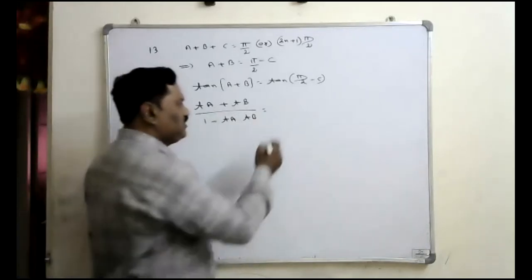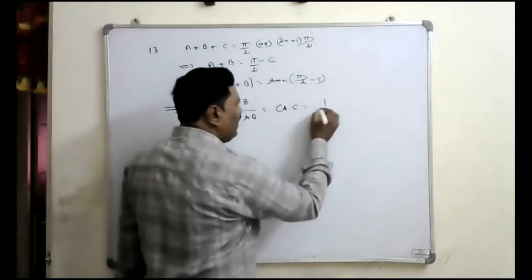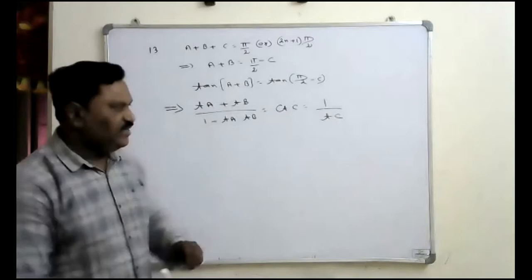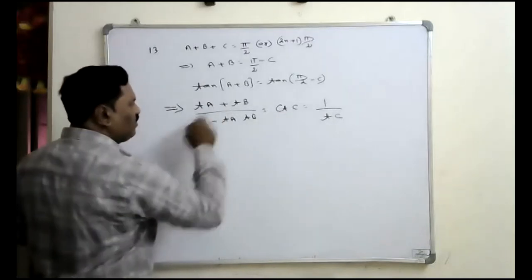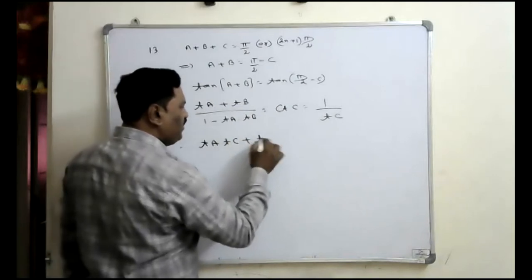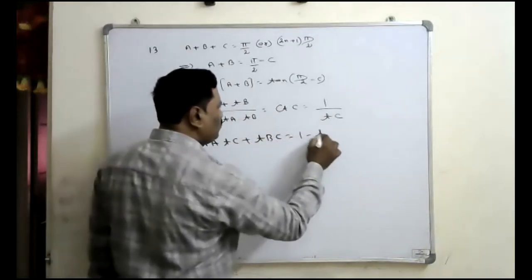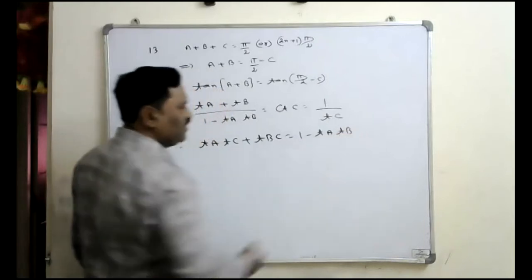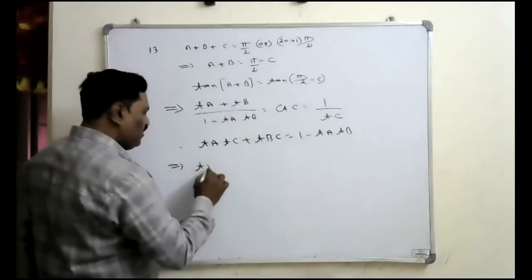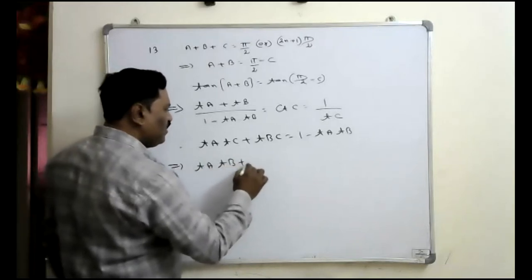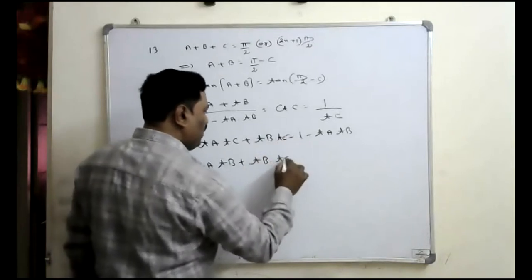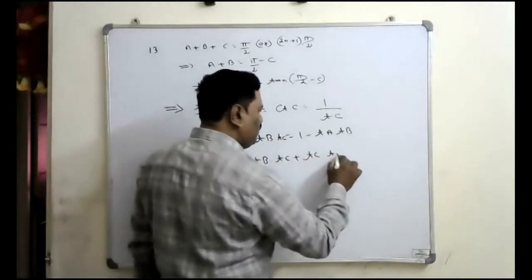Cot c, again I can write as 1 by tan c. Then do the cross multiplication. This tan c comes to here. So we are getting tan a tan c plus tan b tan c is equal to 1 minus tan a tan b. Now bring that negative term this side. So that implies tan a tan b plus tan b tan c plus tan c tan a is equal to 1.